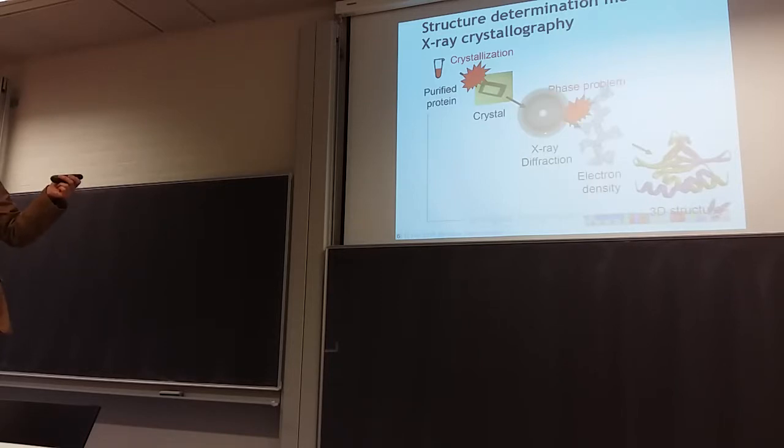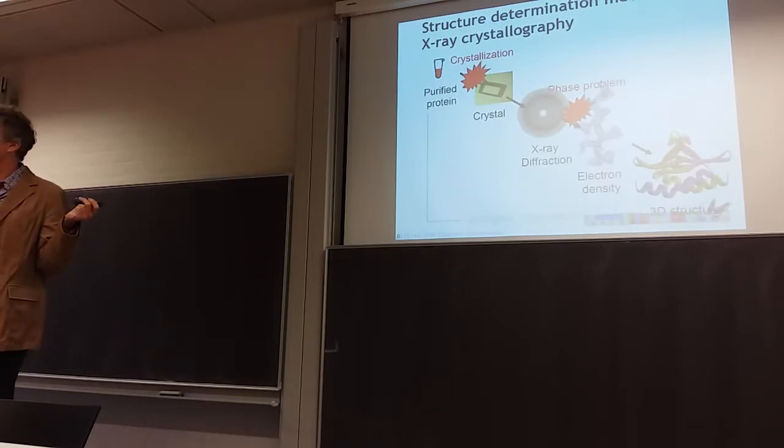We'll get into the details in a minute. From the diffraction pattern, you can get the electron density, and you have a problem with the phases that I'll explain in a few slides. And then from the electron density, you can actually get the atomic coordinates, right?